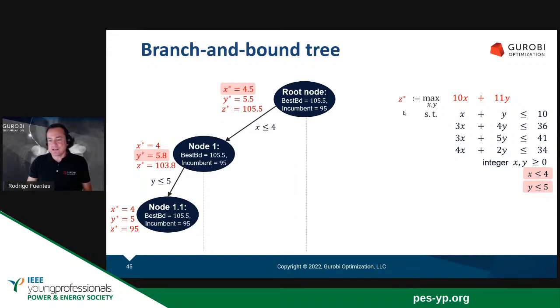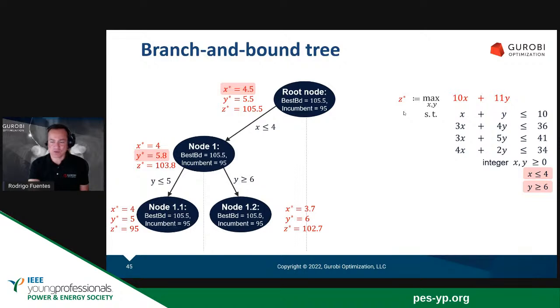Okay, to find the best bound, we have to do the other leaf nodes. So let's try now to do the branch on the other side. If you go to node 1, where Y is 5.8, we can do another branch on which Y has to be greater than or equal to 6. With those two branches, node 1.1 and node 1.2, we are preventing Y from taking that fractional value of 5.8. If we do this one, you can see that Y now is 6, yes, but now X doesn't have an integer value, it is 3.7 on branch 1.2, and the relaxation is equal to 102.7. So this doesn't really solve our problem. Let's go back up. We'll have to keep branching, because we don't stop branching until we find an integer solution.